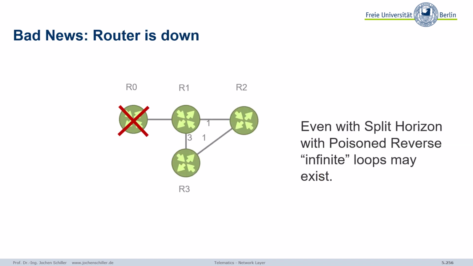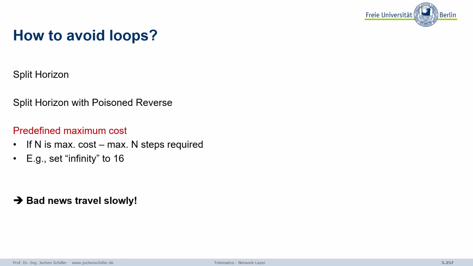So even with this, and you can take this as an example, even with split horizon with poisoned reverse, these loops, this counting to infinity, you can construct topologies where this still exists. Because you can always construct a topology where you get the information about someone else via other interfaces than the direct interface to router 1 in our example. Okay, so bad news: they have a problem, they travel slowly.